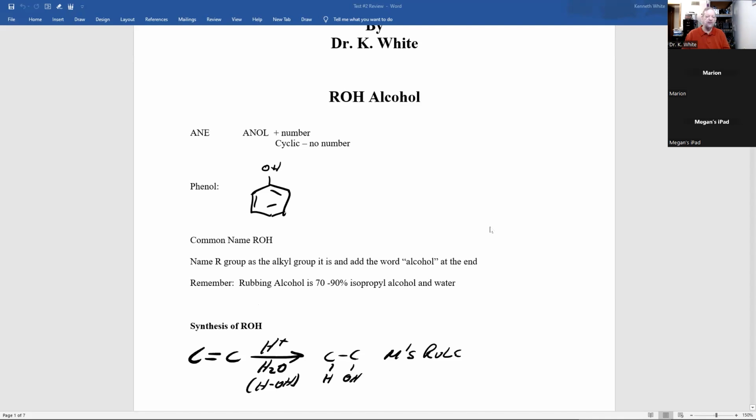All right, you should know that a benzene ring with a hydroxyl group is called phenol. Now, common names. You name the R group attached to the hydroxyl group as the alkyl group it is, and then you add the word alcohol. Now, you should know rubbing alcohol is anywhere from, depending on which type you buy, 70 to 90% isopropyl alcohol, otherwise known as 2-propanol, and water.